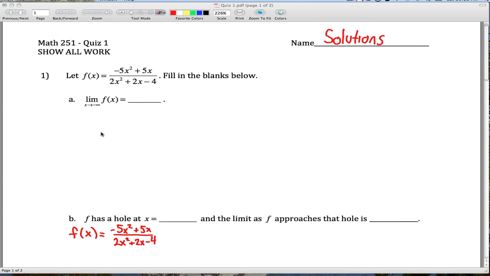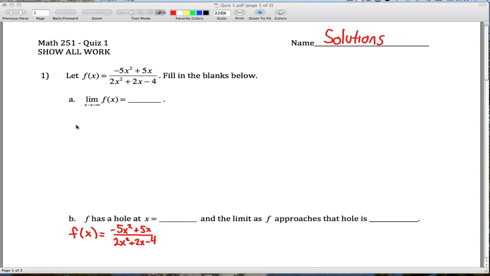Alright, here's quiz 1 solutions. We start out with question number 1. We're given a function f of x and we're asked to find the limit as x approaches negative infinity of f of x. As you may remember, when we're trying to find the limit as x approaches infinity or negative infinity, that's a similar question to trying to find where the horizontal asymptote of this function is.